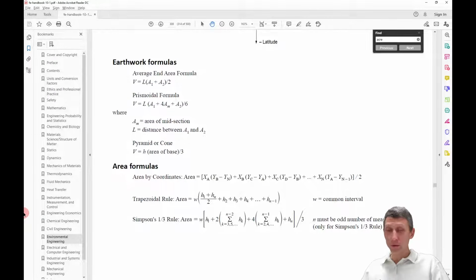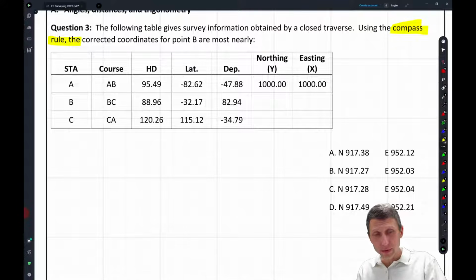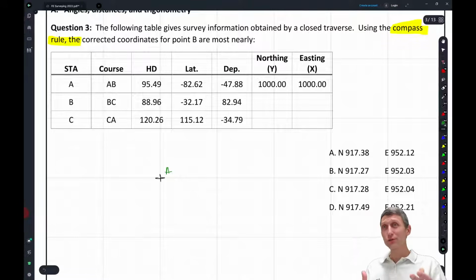But what we're going to do is work through these latitudes and departures, and hopefully they'll make a little bit of sense. We're going to have a few different points. So we're going to start out with point A, for example. If this is point A, our traverse has these measurements. We know we have a distance of 95.49, but we don't have an angle. What we have here is a latitude and departure that were calculated, right? So the latitude is going to be 82.62.